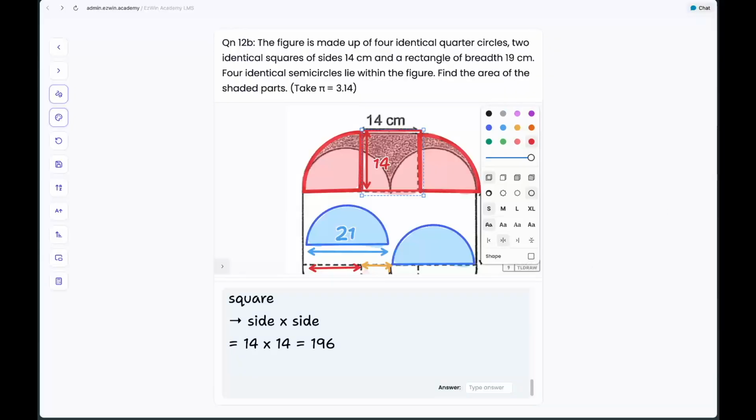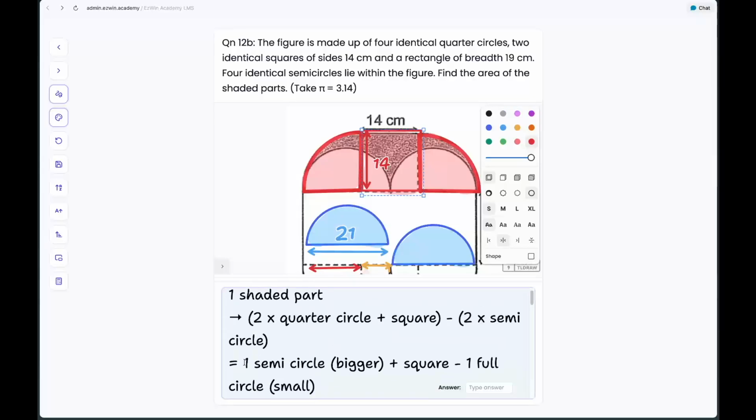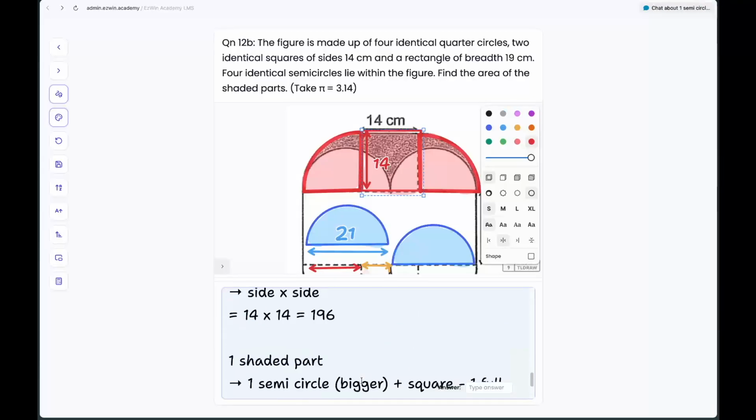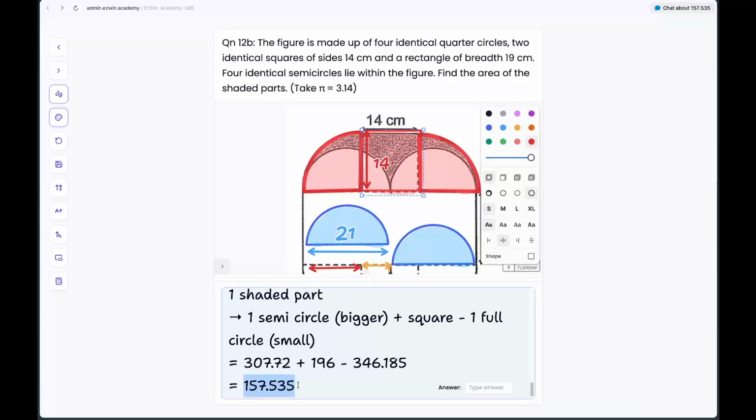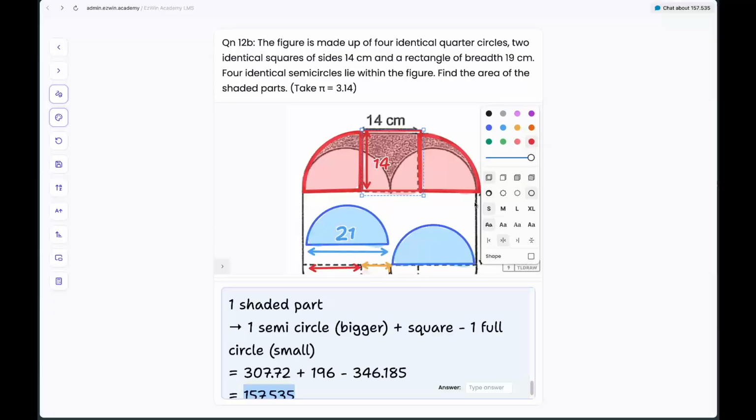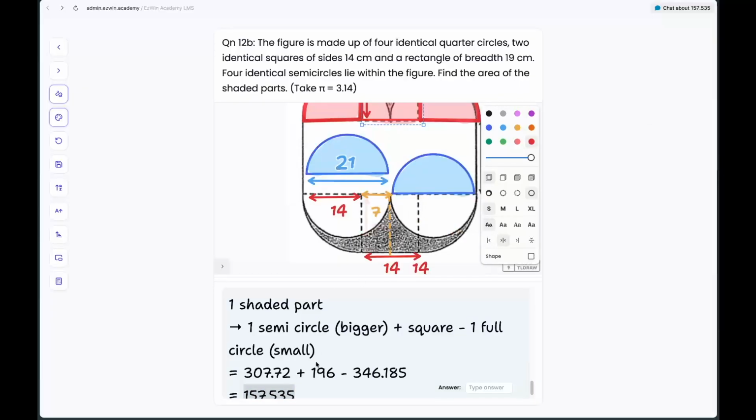So that means we can find one shaded part, which is what we shared before. One semicircle plus square minus one full small circle, which gives us 157.535. But it is only one shaded part. So we need to find two shaded parts. So we just multiply it by 2 over here.